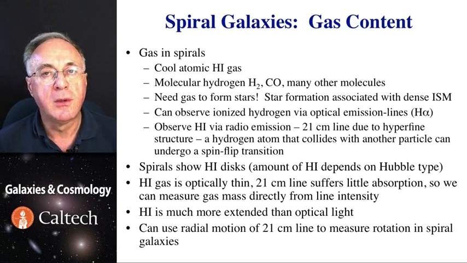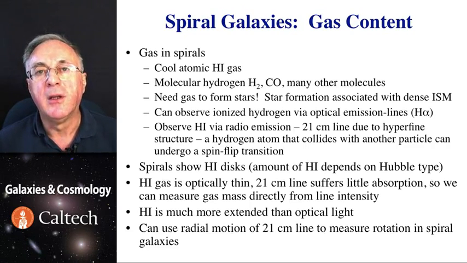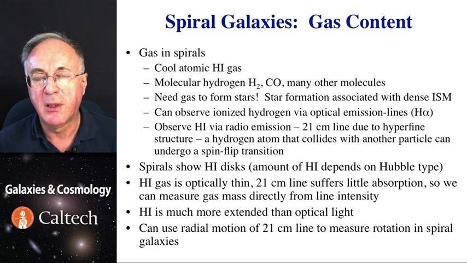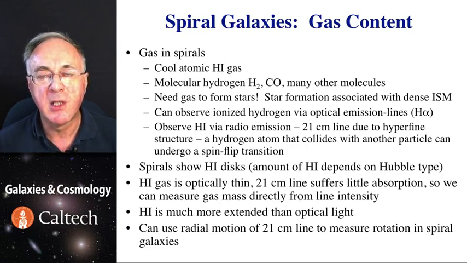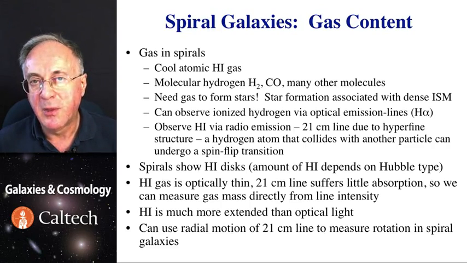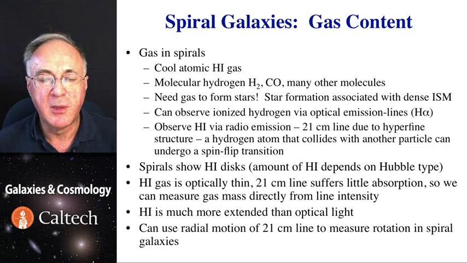There is cool neutral hydrogen, which we denote as H Roman 1. Then there is molecular gas. Usually most of that is actually molecular hydrogen and then carbon monoxide, but there are hundreds, if not thousands, of other species of molecules out there, some of them very complex. And the importance of the gas is that that's the fuel for star formation. You need to have cold gas, cold interstellar material clouds to collapse and be able to ignite nuclear fusion in the core.